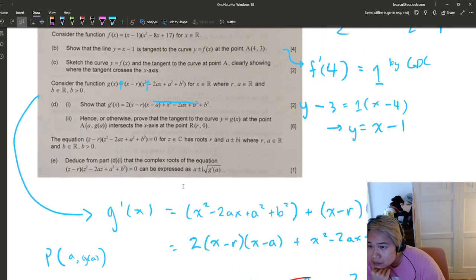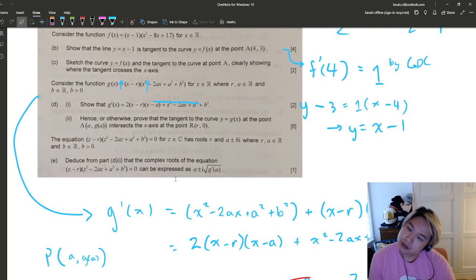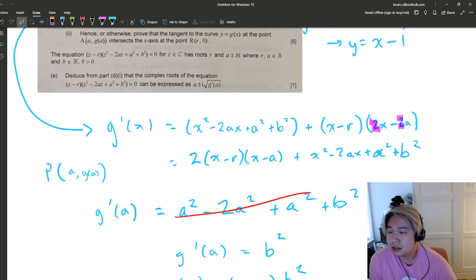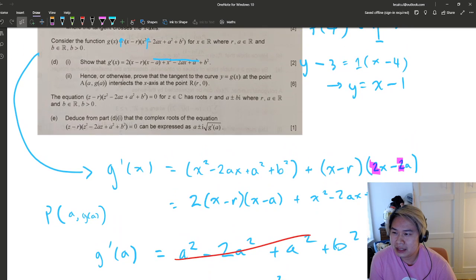Okay. Then we move on to complex equations. This equation has root r because of the first factor, and then two complex roots. Deduce from part di, the derivative, that the complex roots of this equation can be expressed like this.